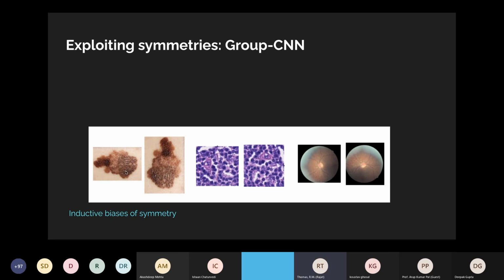And they are identical images. They have either been rotated or done an up-down flip or left-right flip. Identical images, okay? That means there is some kind of symmetry in these images. There is rotational symmetry. Even if I rotate, the object remains the same, okay? And how can we exploit this?